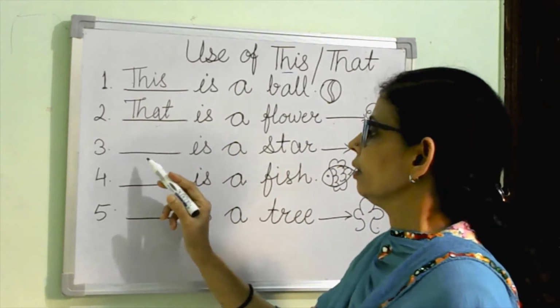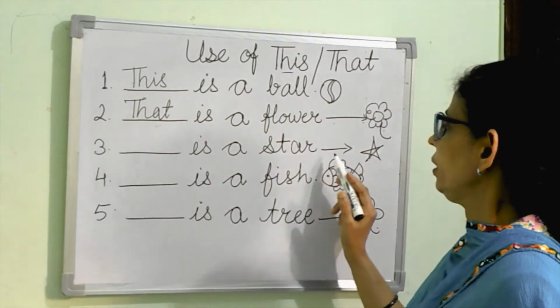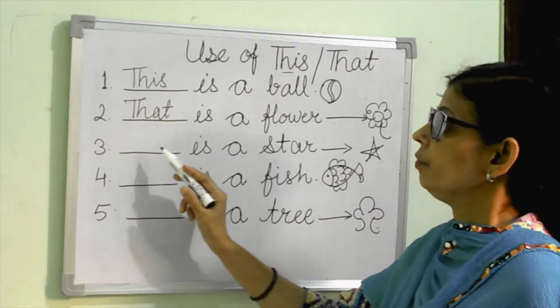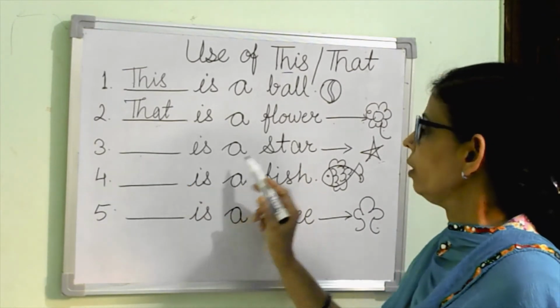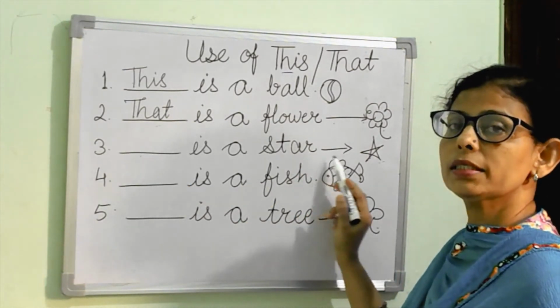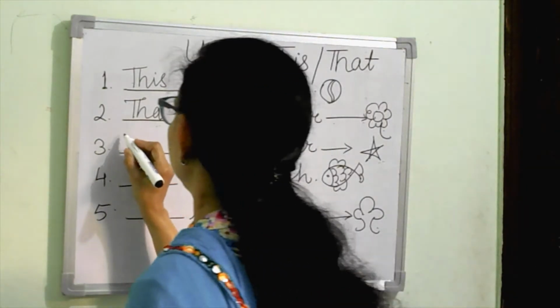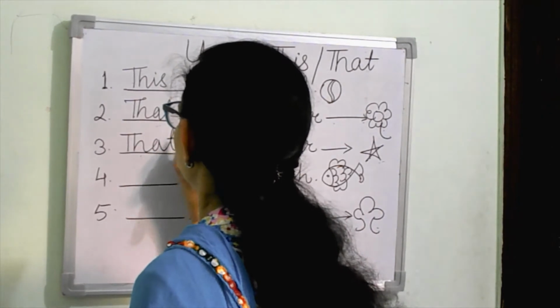Third is a star. You can see the star is far from us. So what will we use here? That. That is used for the star because the star is far from us. So right here, that. The spelling of that is T-H-A-T.